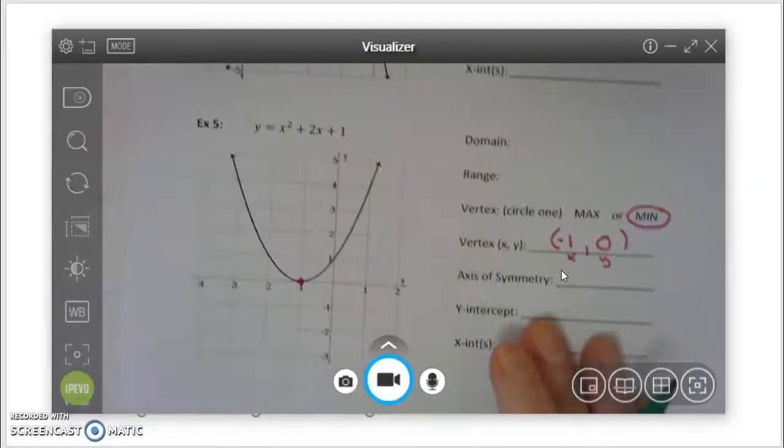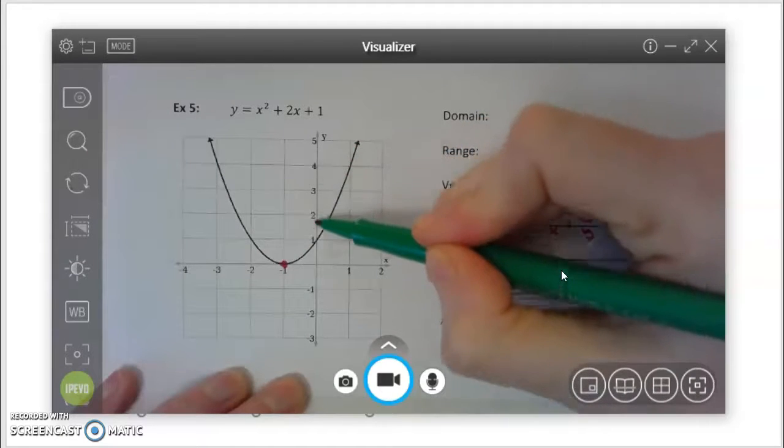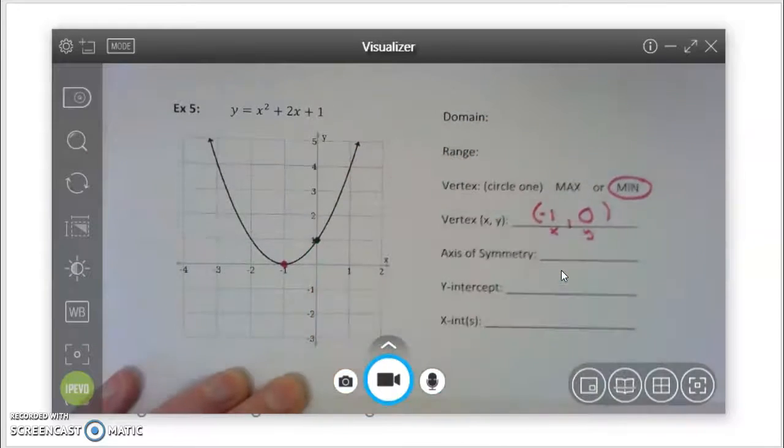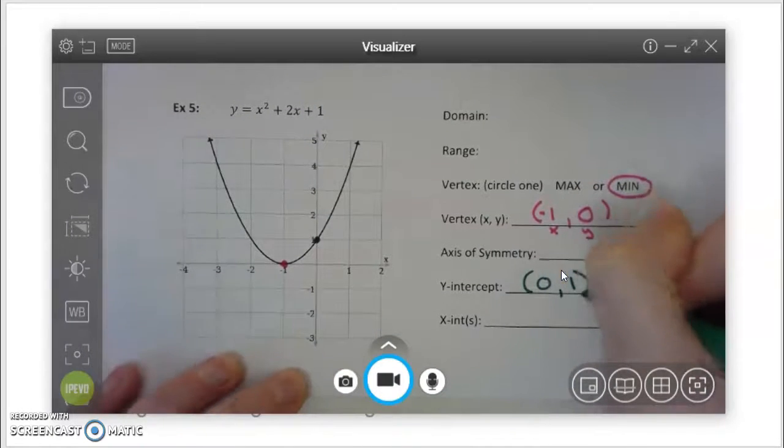Okay. And one more. If I'm looking at example 5, here's my y-axis. The parabola crosses the y-axis right there at +1. So that would be the y-intercept 0, 1.